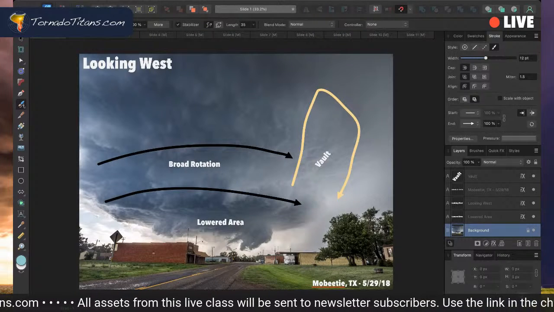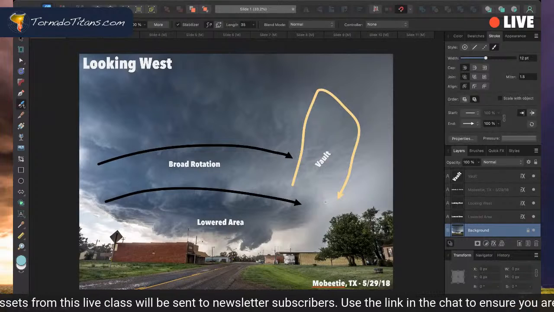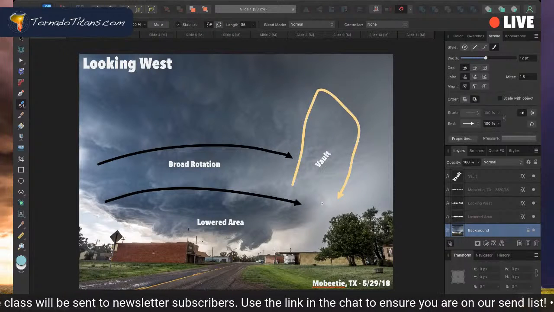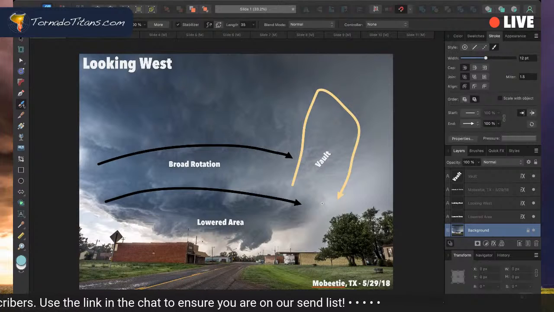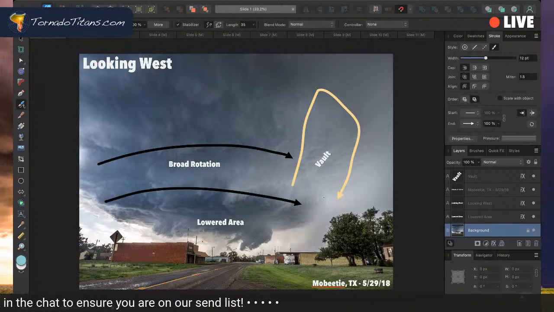Something I want to share, because this was a storm I was on. Gene, you didn't chase this one, did you? Where was this at? Mobile, Texas, May 29th. Mobile? I don't think so. Yeah, I don't think you were on this one.